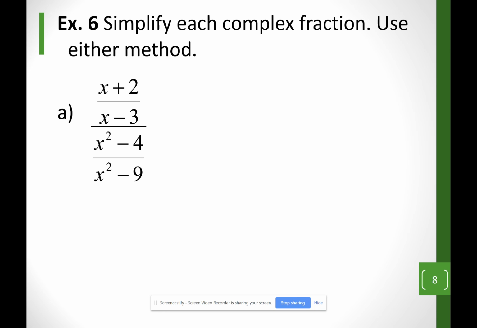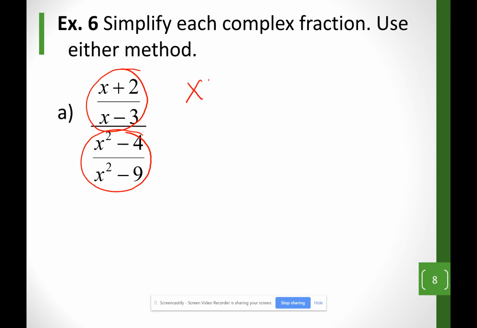Now simplify each complex fraction. Use either method. I'm not going to get rid of fractions in this case. I'm not going to use method 2 just because the top is already simple and the bottom is already simple. So I'm going to use method 1. Remember, method 1 says simplify the top to just one fraction, simplify the bottom to just one fraction. Now that I have them, I'm going to do division.